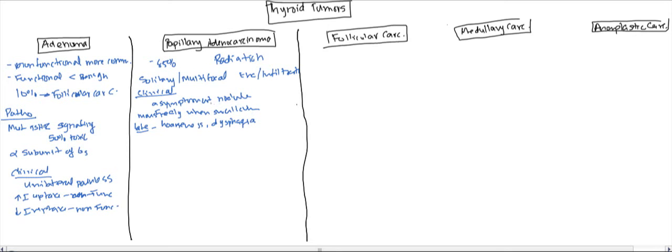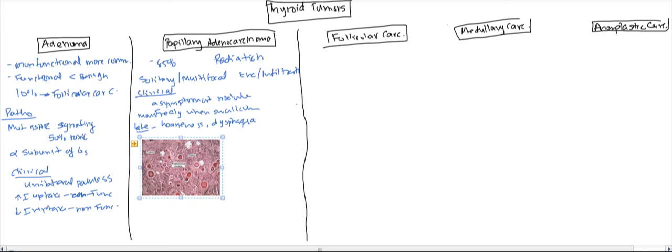Now, under the microscope, you get two features which are very, very unique. One is psammoma bodies. And these are psammoma bodies here. These are made up of calcium. Nobody really knows why they're there. But this is only found in a few tumors. One is going to be papillary adenocarcinoma, meningiomas, and also papillary cystadenocarcinoma of the ovaries. Ovarian is one of them.